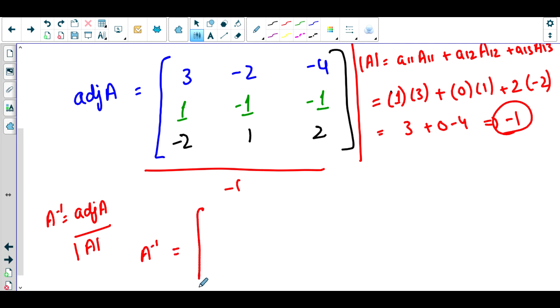So this is the adjoint, we divide by A mod, it's minus 1, so we get the final answer of A inverse. What's the final answer? Just change the sign of all. Anything divided by 1 will be the same thing, just the sign will change. So we have minus 3, 2, 4, minus 1, 1, 1, 2, minus 1 and minus 2. This is the inverse.